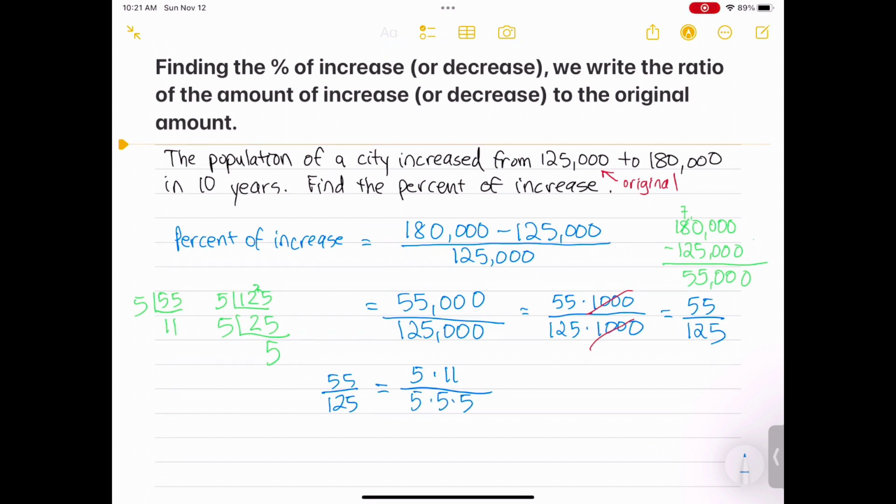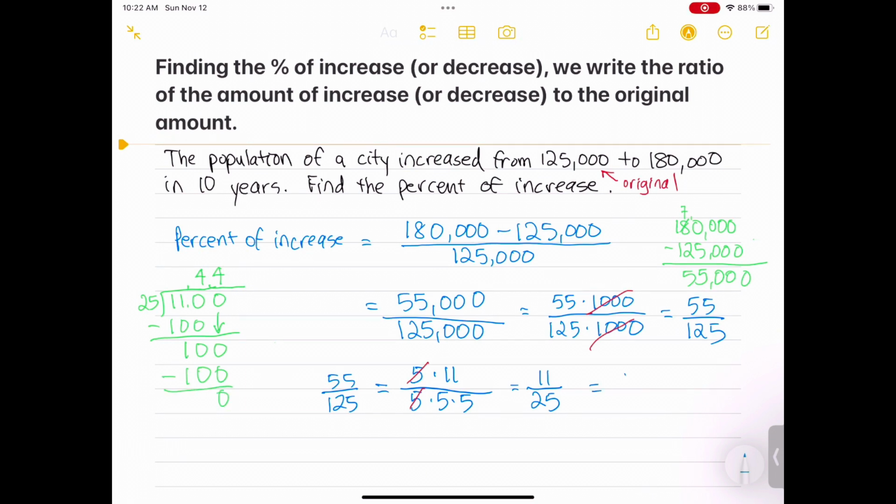So the 5's in the numerator and denominator cancel out, leaving 11 in the numerator and 5 times 5, or 25, in the denominator, which is a division problem, 11 divided by 25, and I do that calculation on the side. And I find that it works out to be 0.44.